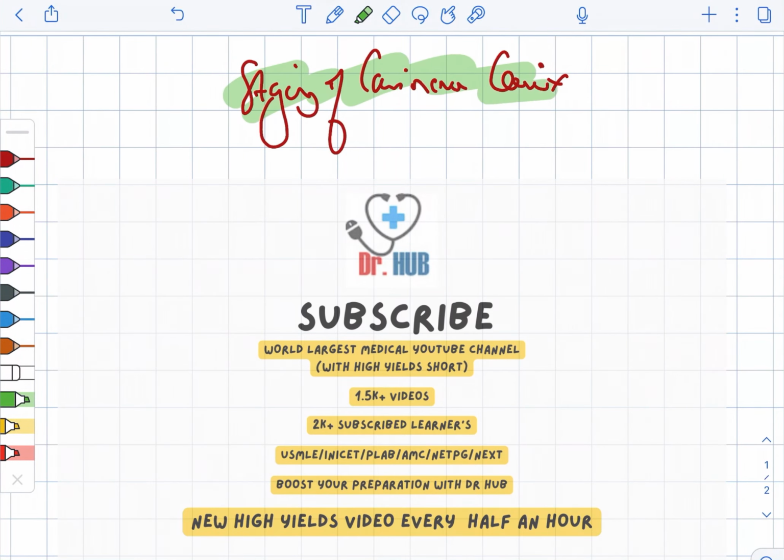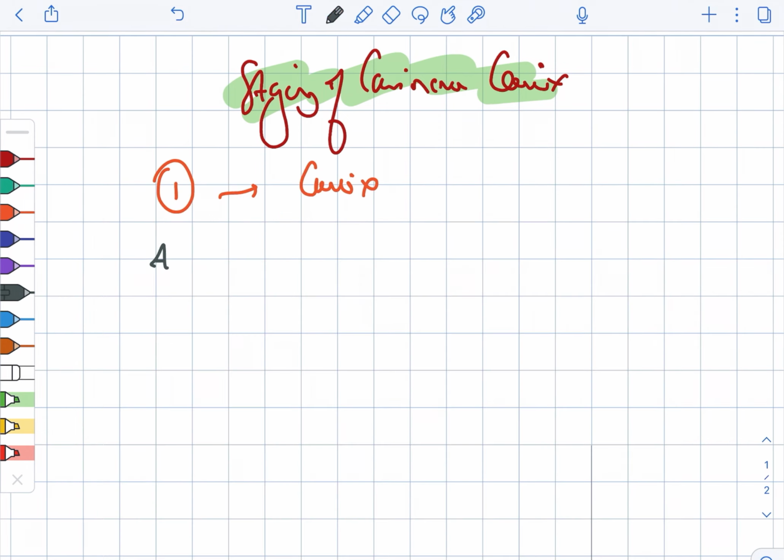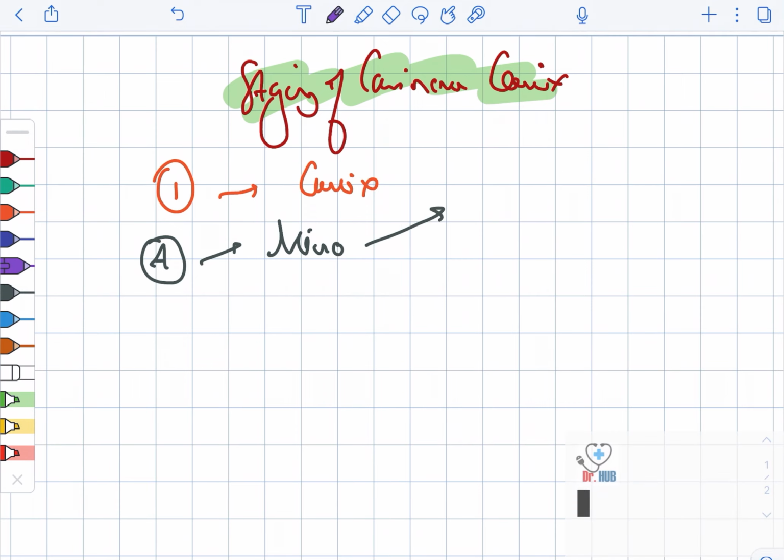Staging of the carcinoma cervix. So firstly, in stage 1, it is limited to the cervix. So here there's type A. A is nothing but the microscopic lesion, and here A1. A1, if you see, it's stromal invasion.